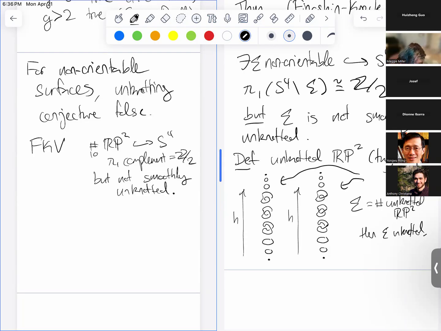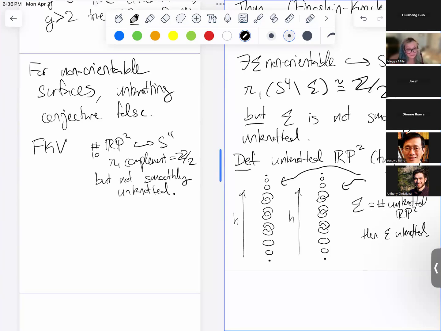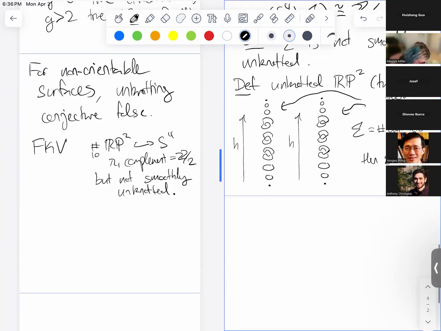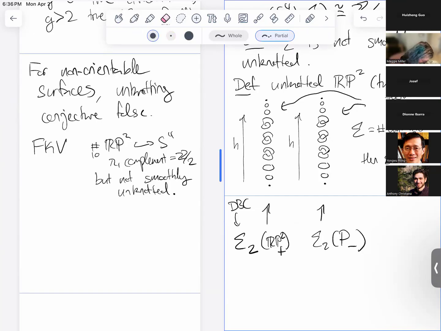So the nice thing about these standard RP2s is they're so standard and easy to understand that it's easy to understand what their double branched covers are too. So these particular two RP2s, their double branched covers... I'm going to use this notation for double branched cover, sigma 2. One of these guys is a positive one, and one of these guys is a negative one. Maybe I'll just use P. I don't remember which one is which, so I've just taken a guess. I feel like I've guessed wrong, actually, but that's okay.